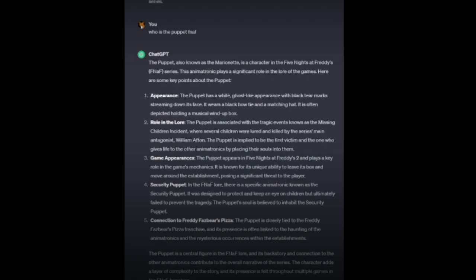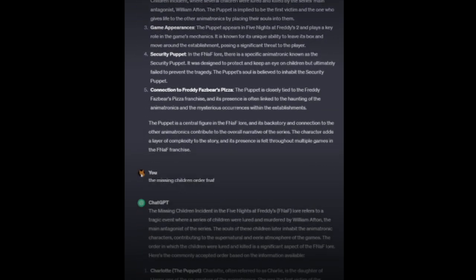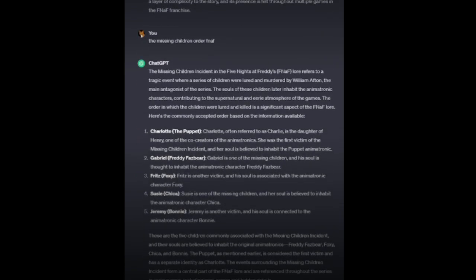Puppet is associated with tragic events known as the missing children incident, where several children were lured and killed. Puppet is implied to be the first victim and the one who gives life to the other animatronics. To my knowledge, that is wrong. The missing children order now. Okay, that is interesting. Very interesting.